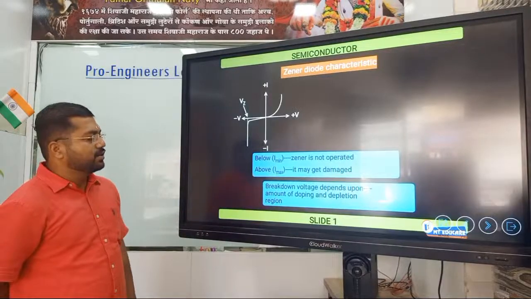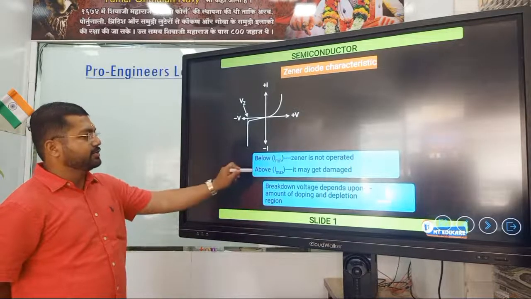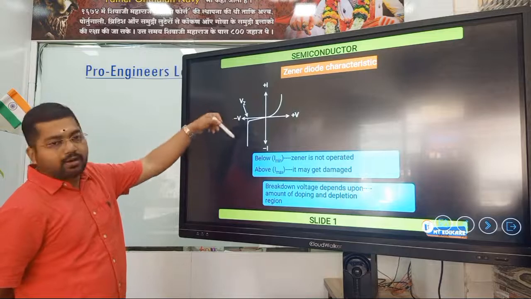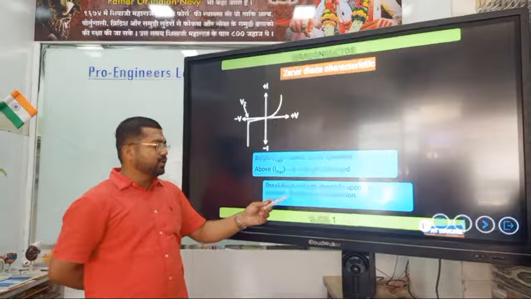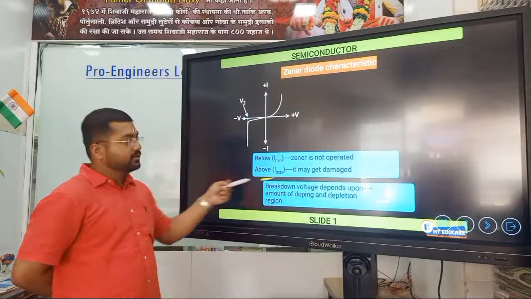Breakdown voltage depends on the amount of doping and depletion region. Breakdown किसके ऊपर डिपेंड है? ये जो breakdown हो रहा है ना, डिप्लीशन लेयर को ब्रेक करना है, वो किसके ऊपर डिपेंड है? Totally depends on amount of doping and depletion region.